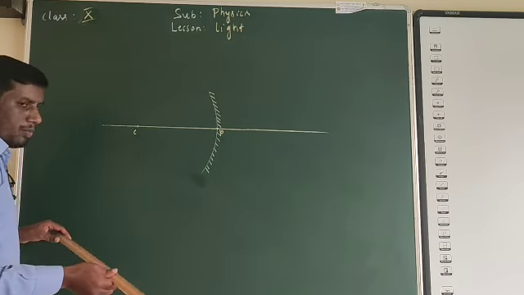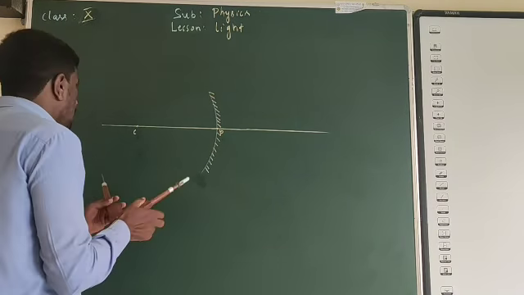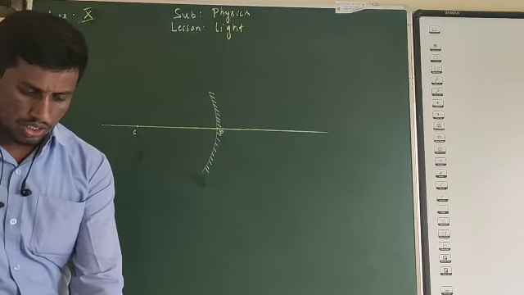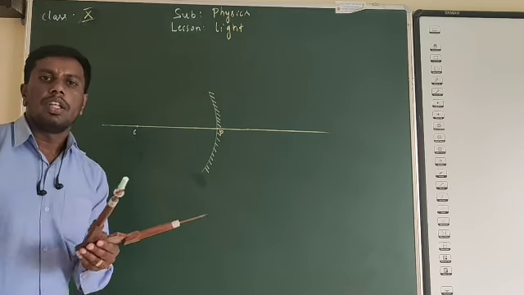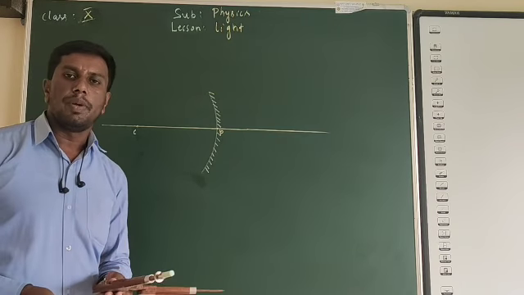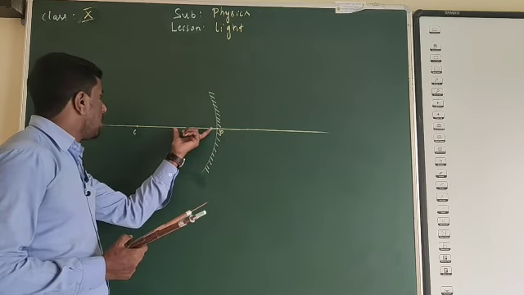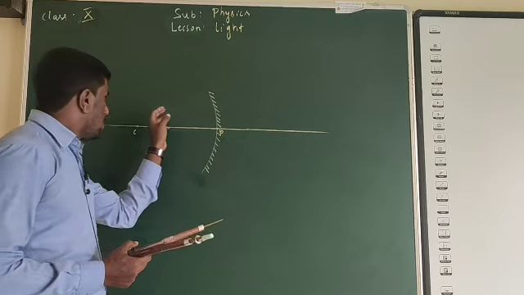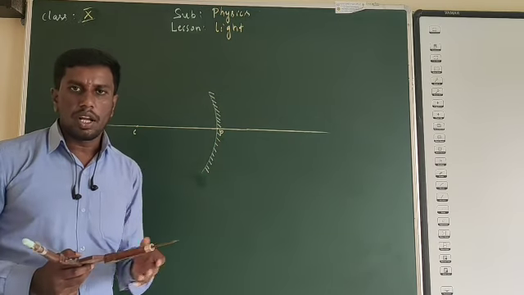How much have I taken? 30 centimeter. Why have I taken 30 centimeter? They have given the focal length as 15 centimeter, right? So I have taken 30 centimeter. Why? They have given that the focal length will be 15 centimeter, so the distance between the pole and the principal focus will be 15 centimeter. So the center of curvature will be double that, right?